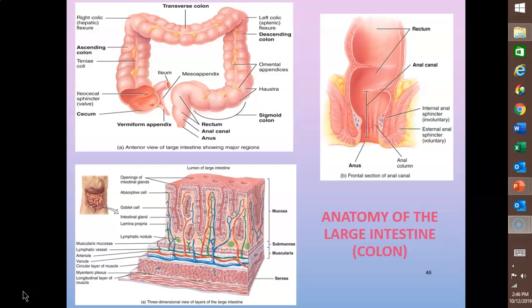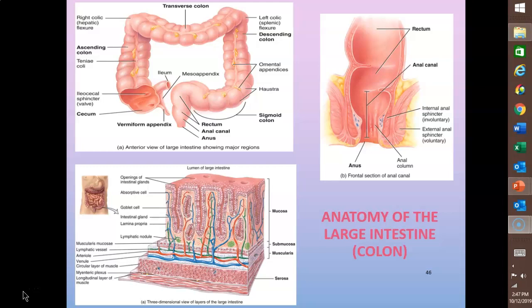So the large intestine is about 5 feet long in living humans and extends from the ileum to the anus. Structurally, the major regions of the large intestine are the cecum, the colon, the rectum, and the anal canal.